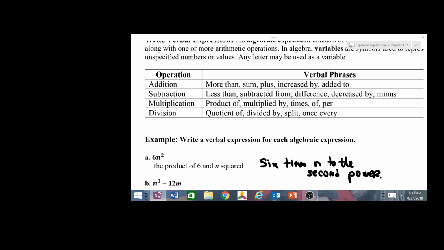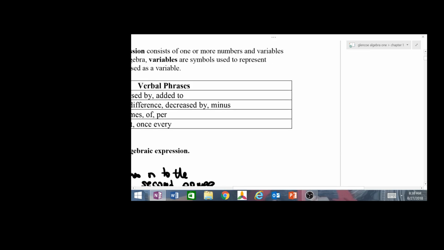Subtraction. You might see less than, subtracted from, the difference of, decreased by, or minus. Multiplication: the product of, multiplied by, times, of, or per. And remember I told you in a word problem, when you see of, it always means to do what, class? Multiply, that's correct. And then for division, you'll see the quotient of, divided by, split, or once every.